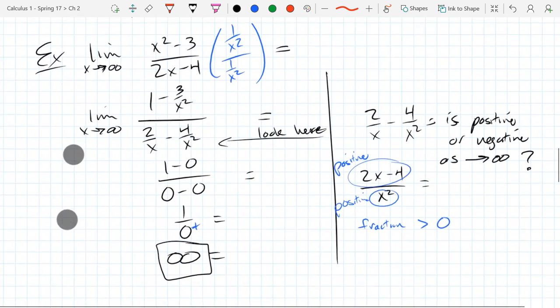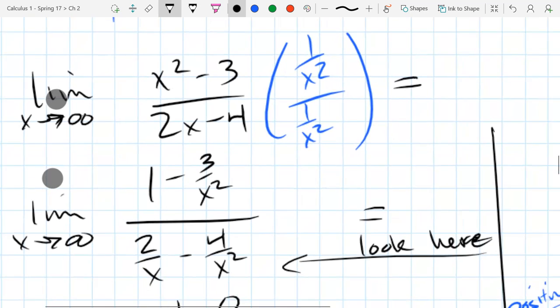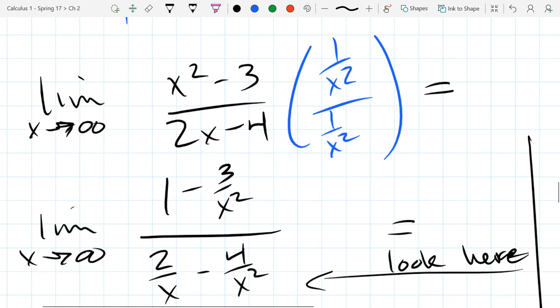Okay. So this method I showed you, the algebraic method, is the fully correct way, but what I'm going to show you is a much faster way, and I call it the physicist method. If you were following along with the intuitive part of this, why did this go to infinity? Because the numerator beat the denominator.